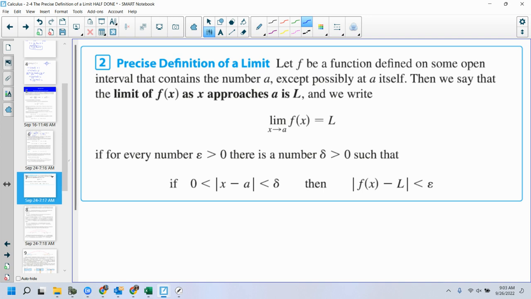That was all kind of lead up to our precise definition of a limit. Let f be a function defined on some open interval that contains the number a, except possibly at a itself. Then we say that the limit as x approaches a of f of x is equal to L. And this is the important part here. This is the good stuff. I will refer to this as the epsilon delta definition of a limit.